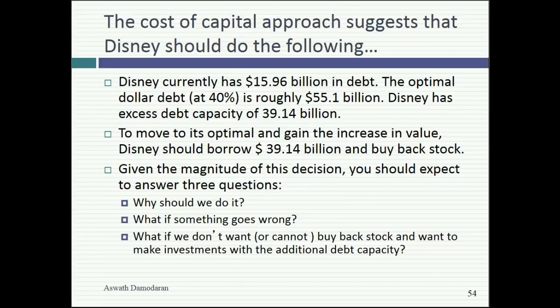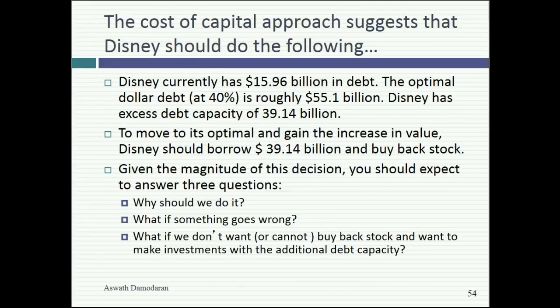The first question is, why should we do it? And you're saying that answer is obvious, because the cost of capital will be lower. You're going to see that's not a great sales pitch, that it's not going to convince too many people. Second question, if they have any sense, they should ask me is, what if something goes wrong? Like what? You have a recession. You have a crisis. How protected are we?